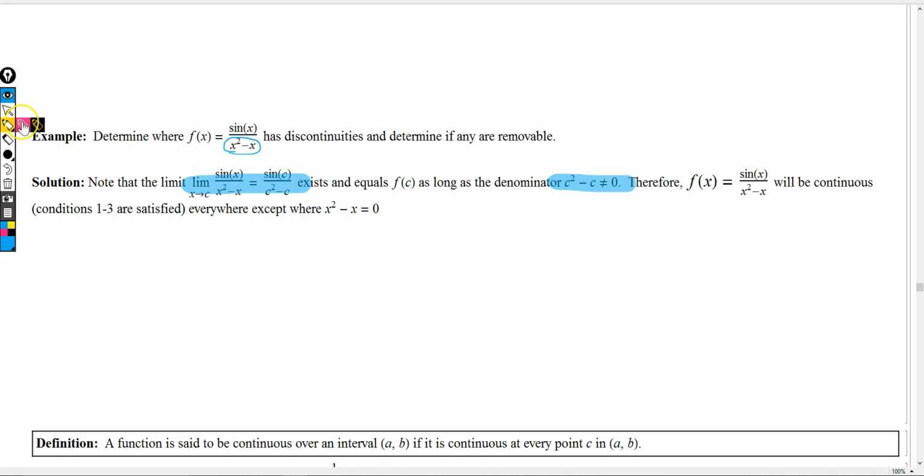Okay, so let's take a look at that. So we set x squared minus x equal to 0, and that of course factors as x times x minus 1, and that has solutions x equaling 0 and 1. So f of x is not continuous.